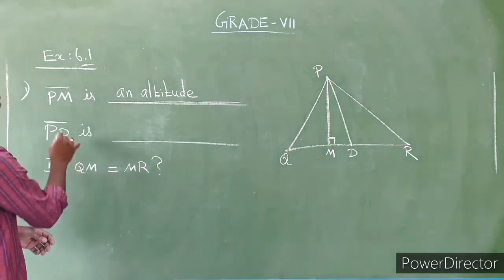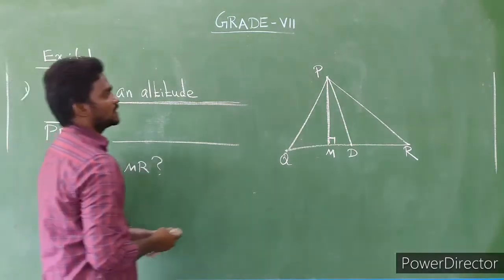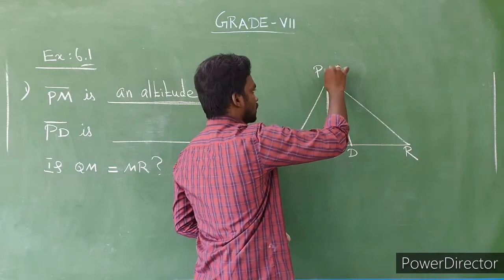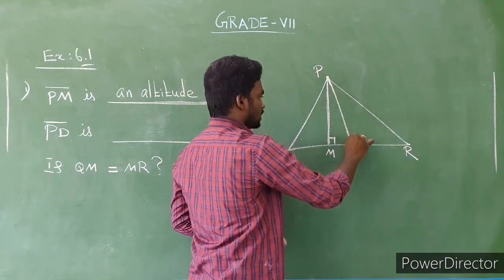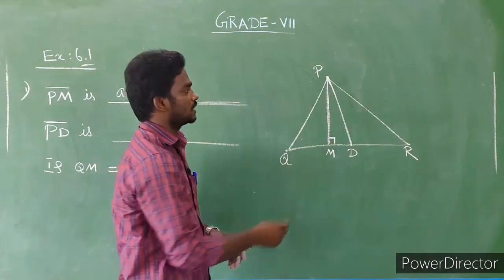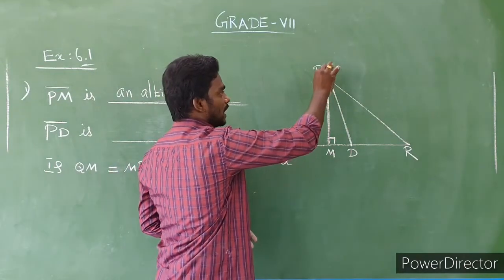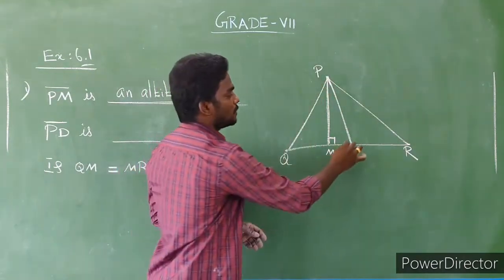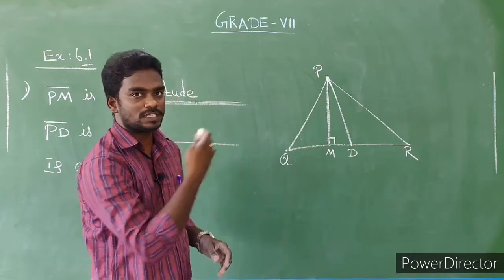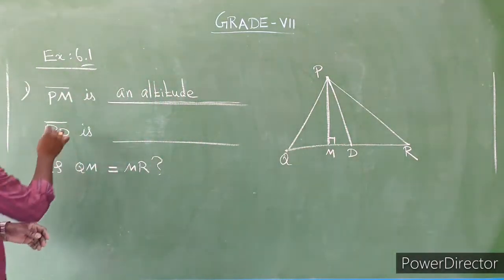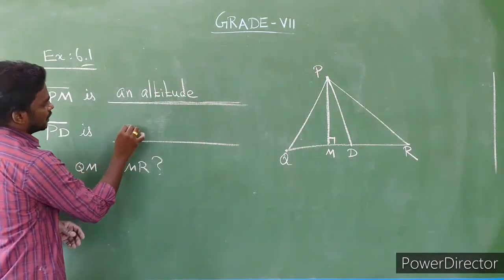What is the second one? The line segment PD, which is the line segment PD? So this is the point P and D is the midpoint of the opposite side. A line segment joining a vertex of a triangle to the midpoint of the opposite side is called a median. So the line segment PD is called what?